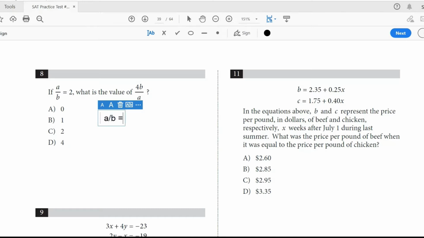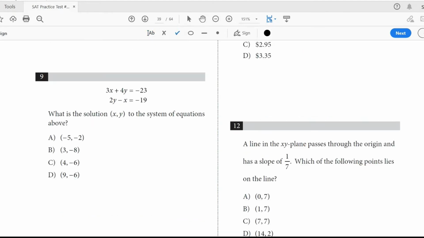A over B equals 2, right? Then we have to make this somehow B over A, that equals 1 over 2, since if we flip over this side, we have to flip over this side. That means that if we have this, we just multiply both sides by 4 because it's 4B over A. That means 4B over A equals 1/2 times 4. 4 divided by 2 is actually equal to 2, which gives our answer of C.